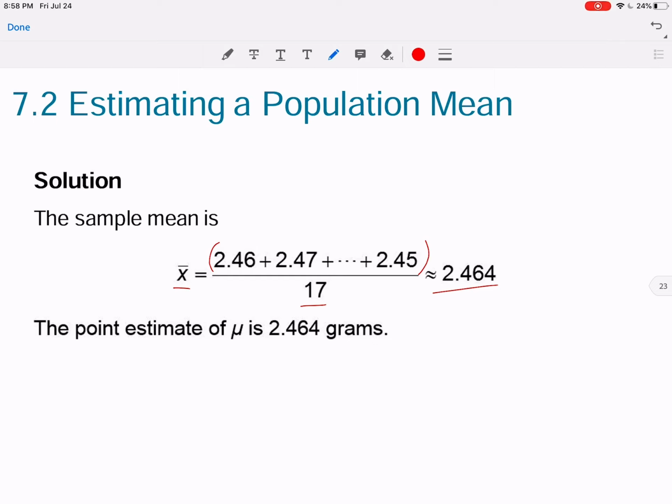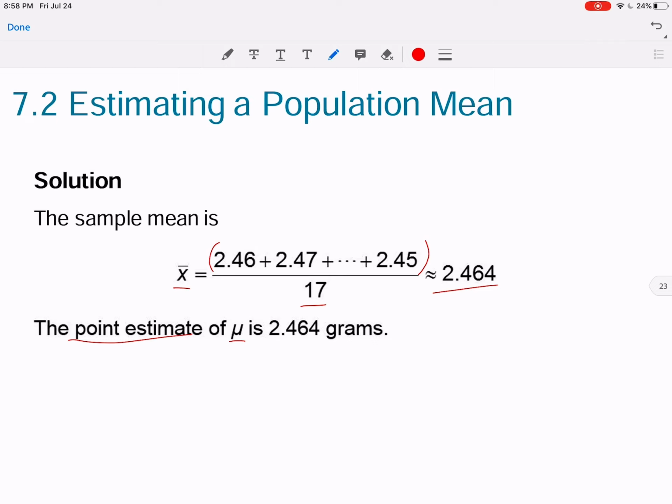I won't go over the calculation here because if you have a calculator, you just type the whole thing in and you get the answer. And then of course, the point estimate of the population mean mu is 2.464. But what we got is just a point estimate. It's not the value of the population mean mu, right? That's why we are estimating the population mean.